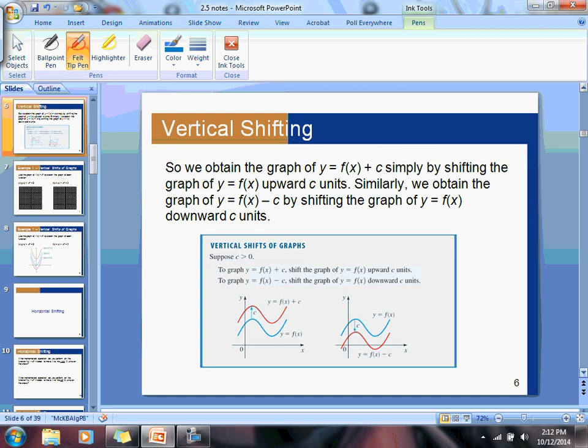And here's your book explanation. Okay, so if we're adding plus c, which is just an arbitrary amount, then that's going to move the whole graph up c units. And if we have the function minus c, that's going to move the whole original function down c units. So here you have the 2 pictures that are illustrating that.